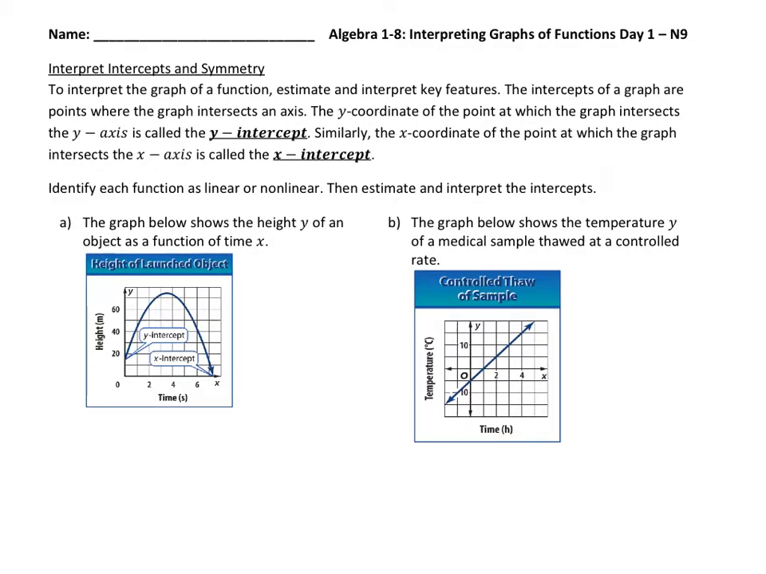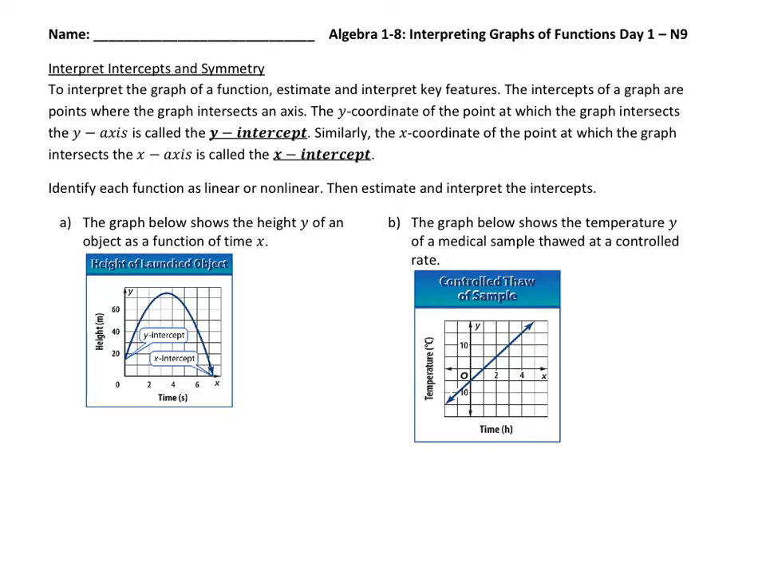Unit 1, Lesson 8, Notes 9, Interpreting Graphs of Functions, Day 1. Interpret intercepts and symmetry. To interpret the graph of a function, estimate and interpret key features. The intercepts of a graph are points where the graph intersects an axis. The y-coordinate of the point at which the graph intersects the y-axis is called the y-intercept. Similarly, the x-coordinate of the point at which the graph intersects the x-axis is called the x-intercept.